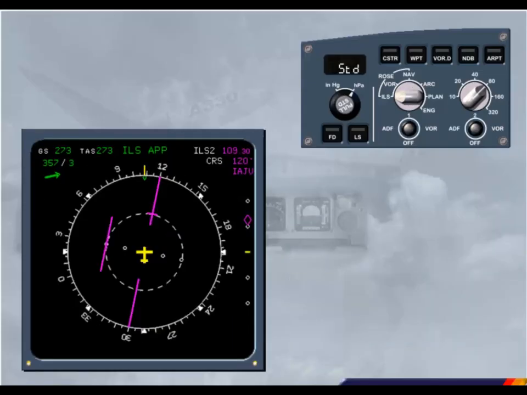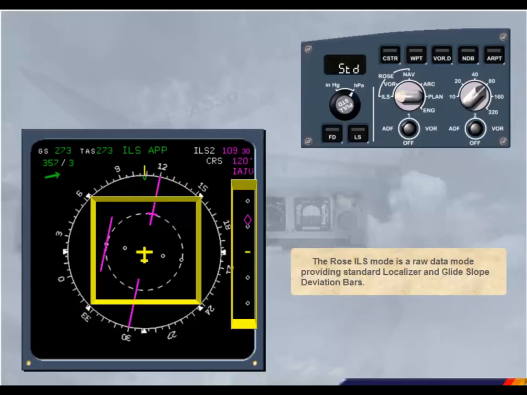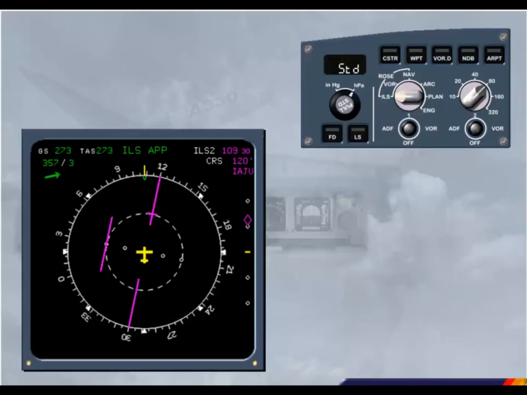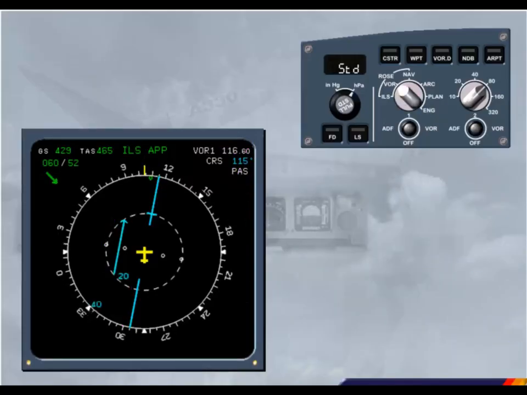The ROSE ILS mode is a raw data mode providing standard localizer and glide slope deviation bars. Other information is displayed to assist you, an ILS course pointer and ILS information. Select ROSE VOR mode. The ROSE VOR mode is another raw data display.